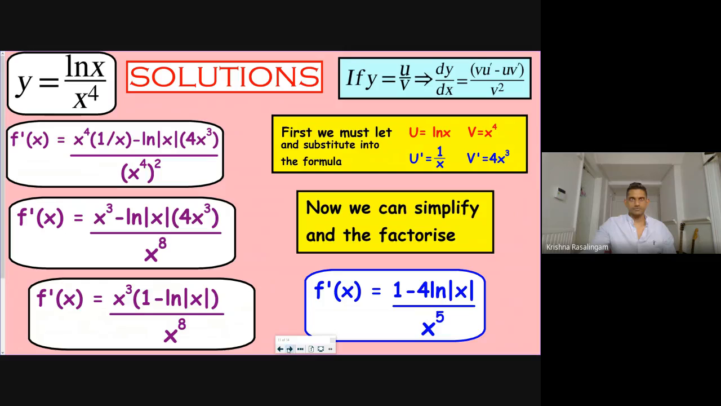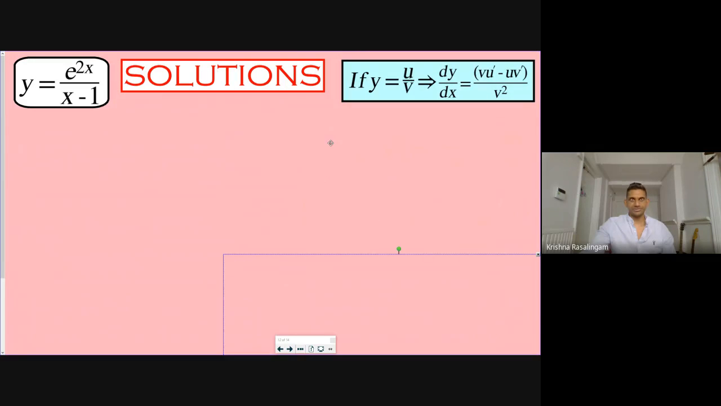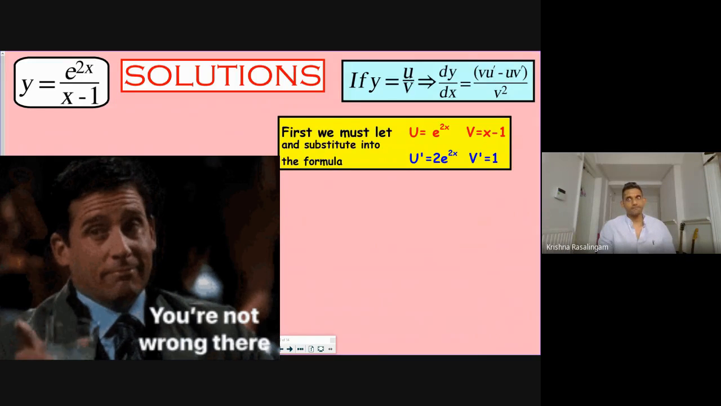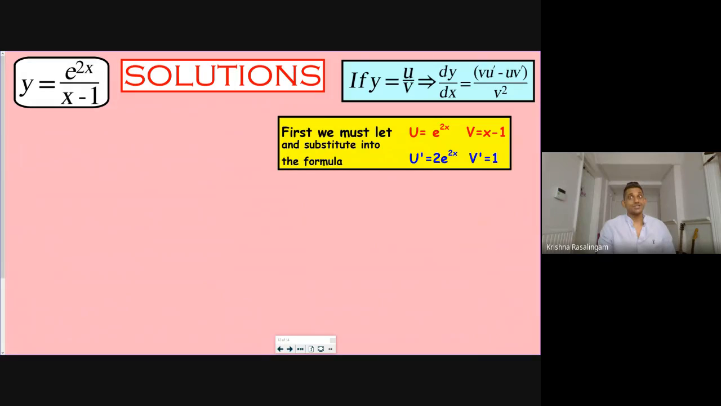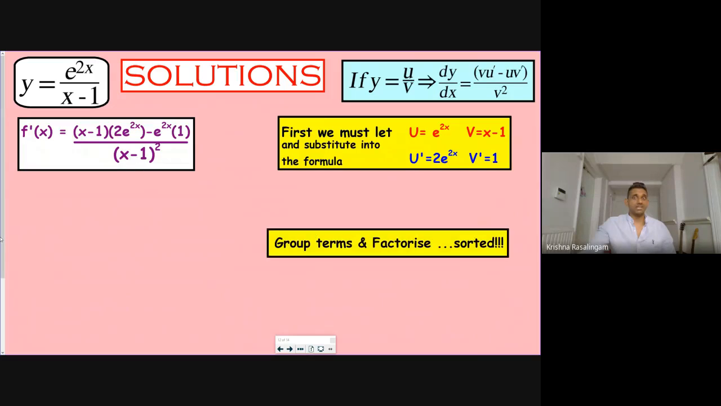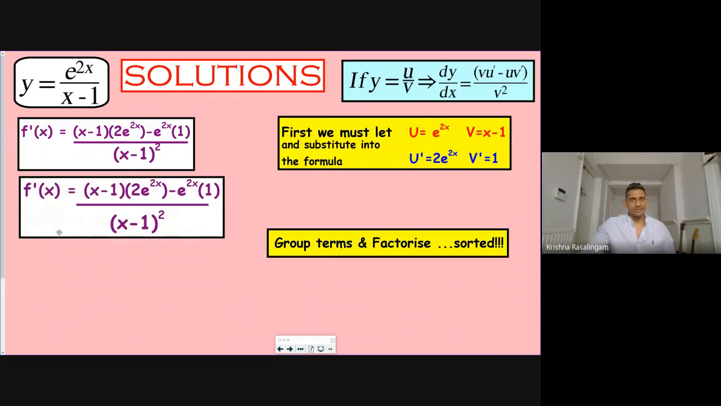All right, let's go to number 3. This is nice. The only mistake will be when you differentiate e to 2x, you might forget the 2. So we get e to 2x differentiates to 2e to 2x, and x minus 1 differentiates to 1. So we sub those into the formula. So you've got x minus 1 times 2e to 2x minus e to 2x times 1. And we can neaten that: group terms and factorise. So I've grouped the terms.